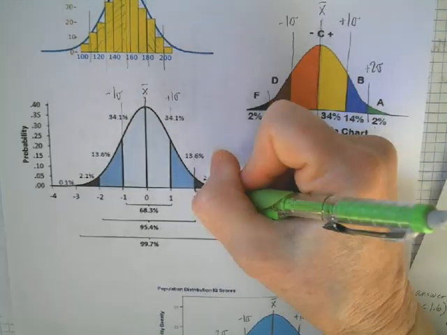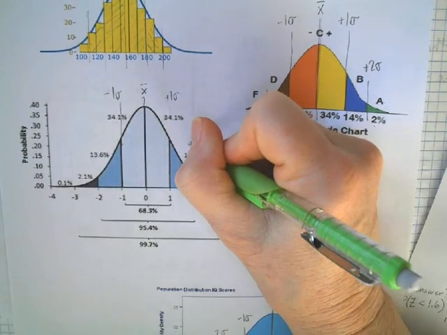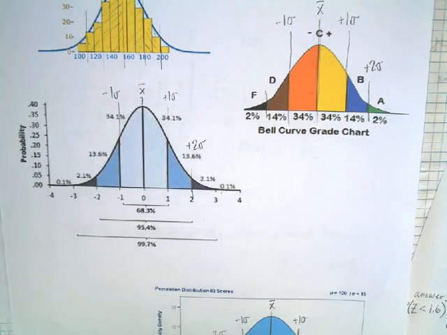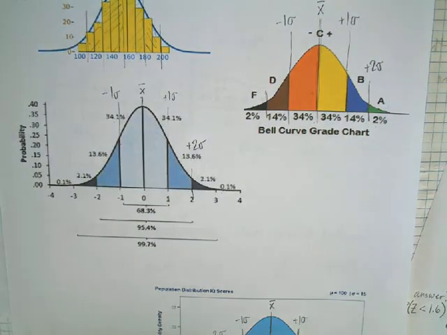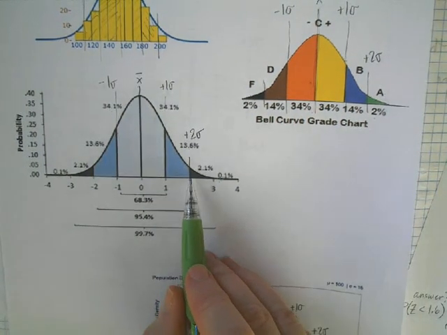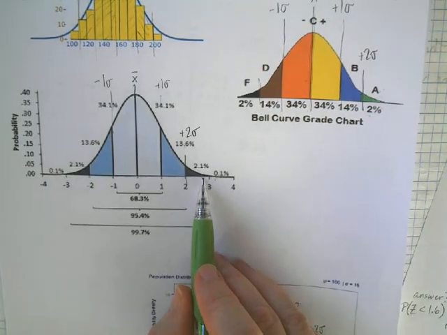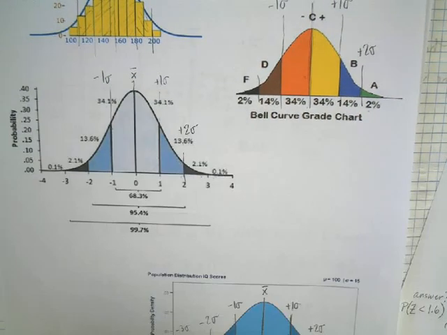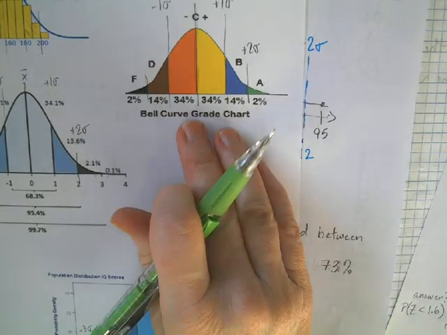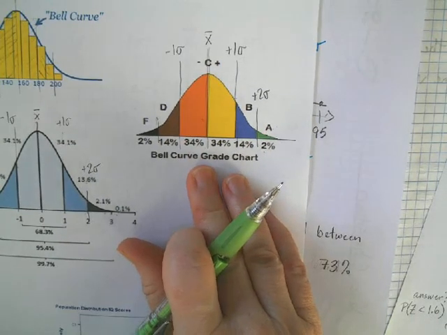But these are based on standard deviations, so you keep adding a standard deviation and you get fewer and fewer data points the farther away you get from the mean. All right, and then this, be afraid, be very afraid.